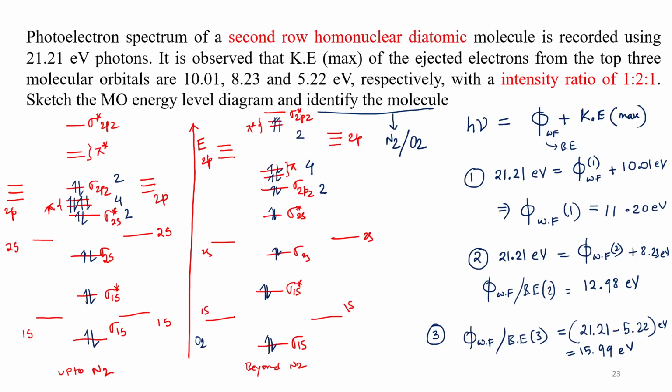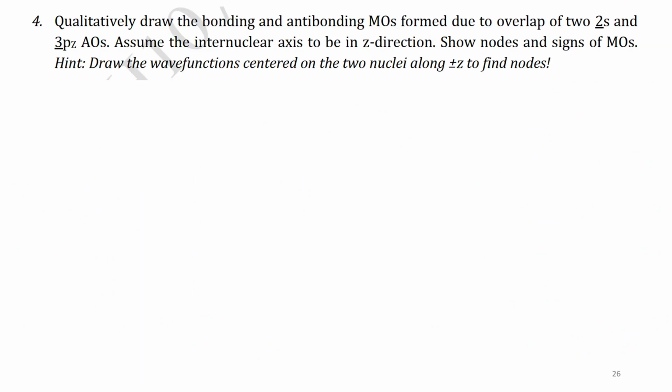So with the time we have, we can solve another question. The question says: qualitatively draw bonding and anti-bonding MOs formed due to the overlap of two 2s and 3pz atomic orbitals. Assume the internuclear axis to be the z axis, and show nodes and signs of the MOs.